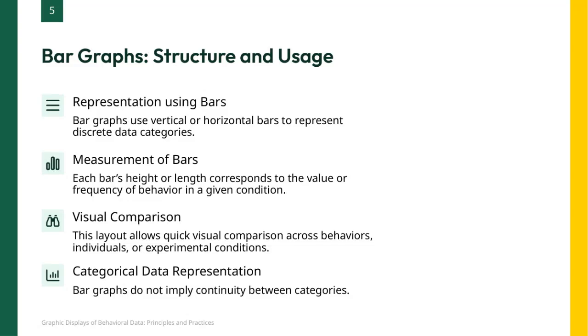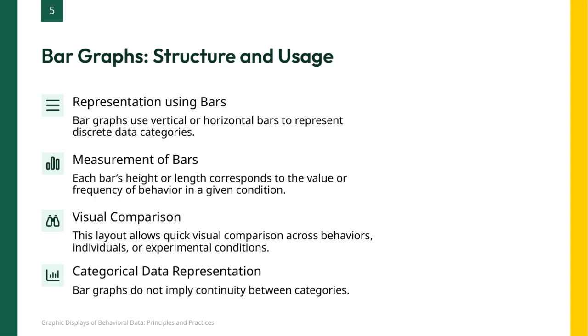Bar graphs use bars, either vertical or horizontal, to represent different categories of data. Each bar's height or length is proportional to the value or frequency of behavior or variable being measured in a specific condition. This setup makes it easy to quickly compare data across different behaviors, individuals, or experimental conditions. It's important to note that bar graphs are designed for categorical data, so they don't suggest any continuity or relationship between the categories themselves.